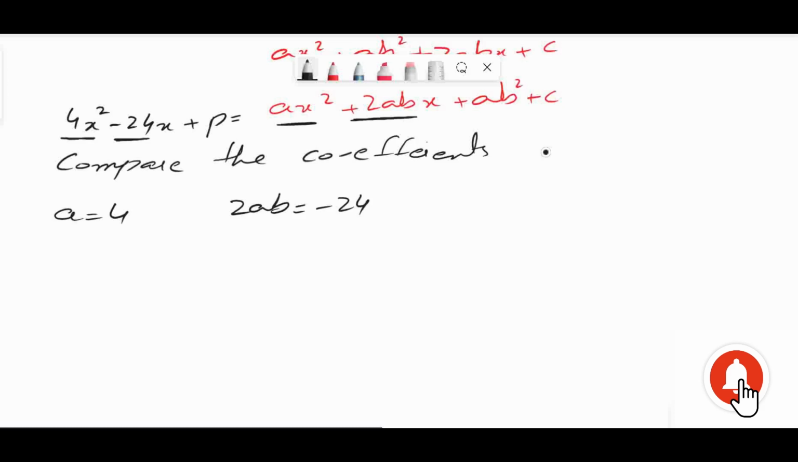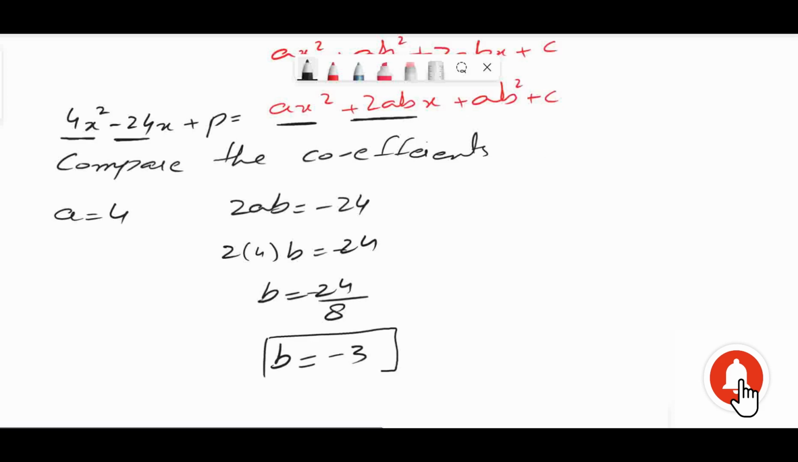Now if we simply put the value of a over here, this will be 2 into 4, b is equal to 24, and then b will be equal to 24 divided by 8, so b will be equal to minus 3. So this will be the value of b.